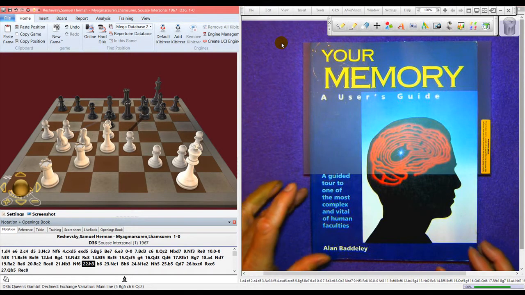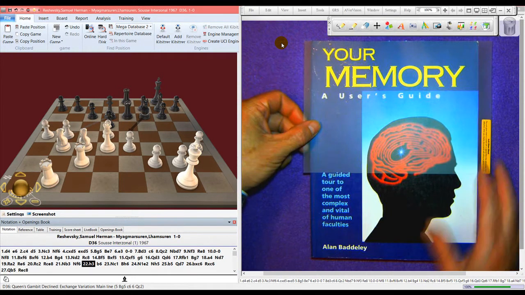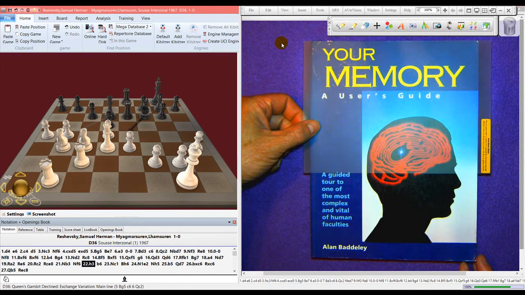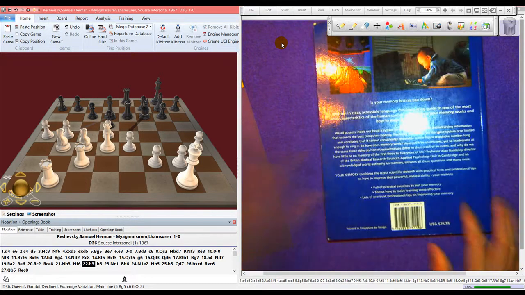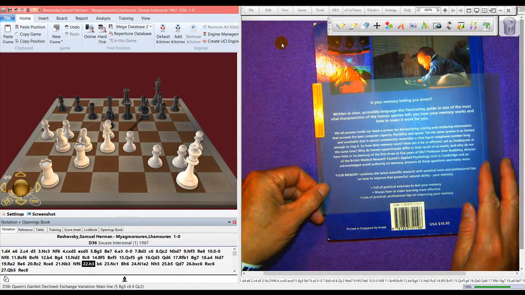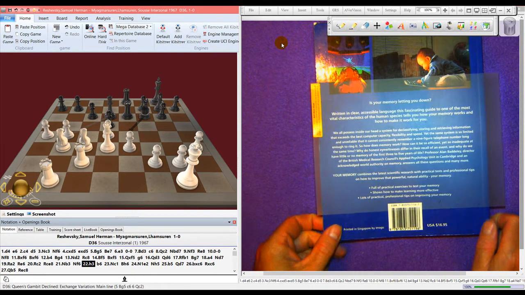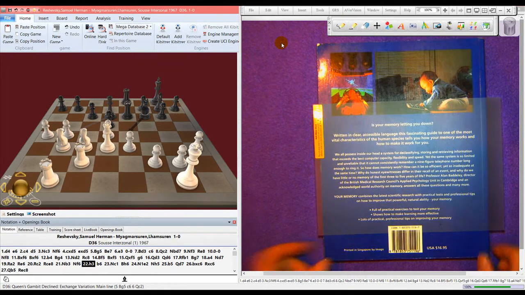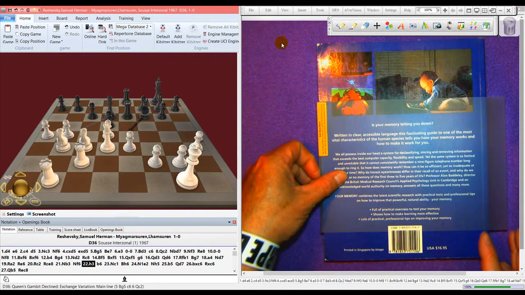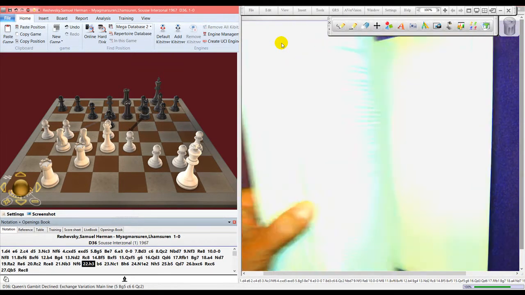These are the two books that we had at the salvage yard. We're going to go ahead and take a quick look at these. The first one, Your Memory: A User's Guide, is more like a textbook than a how-to book. Go ahead and put that anti-glare sheet on there for you. We'll go ahead and flip through this. You can get a quick look, see what I'm talking about.